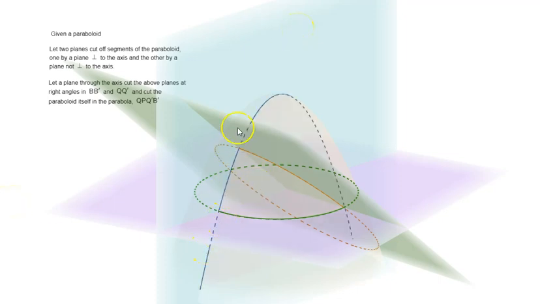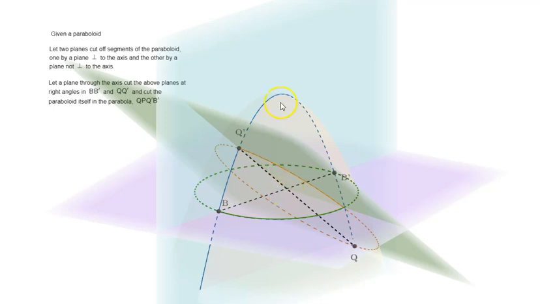To get BB prime and QQ prime, let's take the intersection of the paraboloid with this plane. Now the intersection of this conic with the intersections of the other two planes with the paraboloid gives us the points. So the intersection would be B prime. You notice here it is the intersection of this plane and this plane. So let's join BB prime. And similarly Q prime. You will notice that this is the intersection of this plane and this green plane. And let's join these two points.